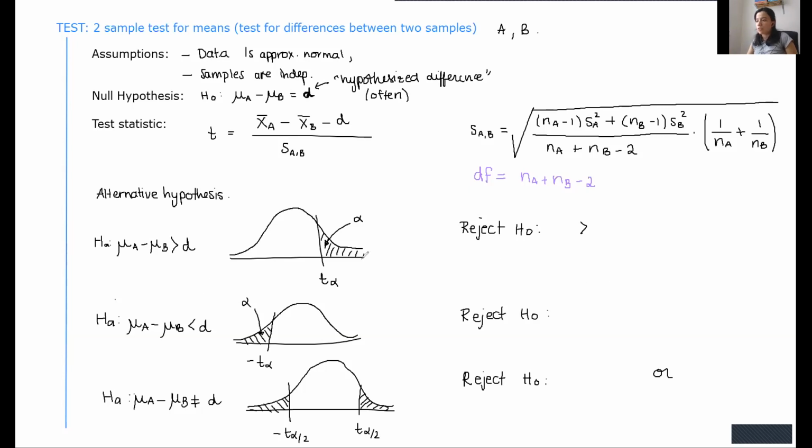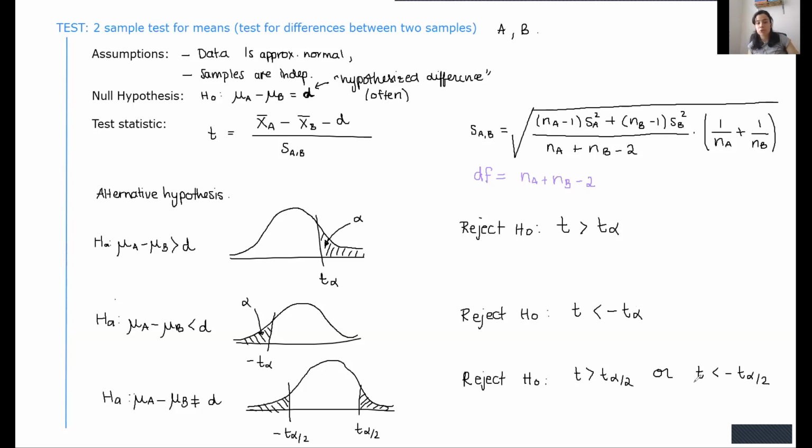And so here, the conclusion is the same. You'll reject H0 if your t-value for your sample, your test statistic, is large enough, so larger than t alpha. If you're trying to disprove that it's equal to D by saying it's smaller than that value, then you'll reject H0 if this is smaller than minus T alpha, so if it's small enough. And then here you'll reject H0 if either T is larger than T alpha over 2, or if T is smaller than minus T alpha over 2.